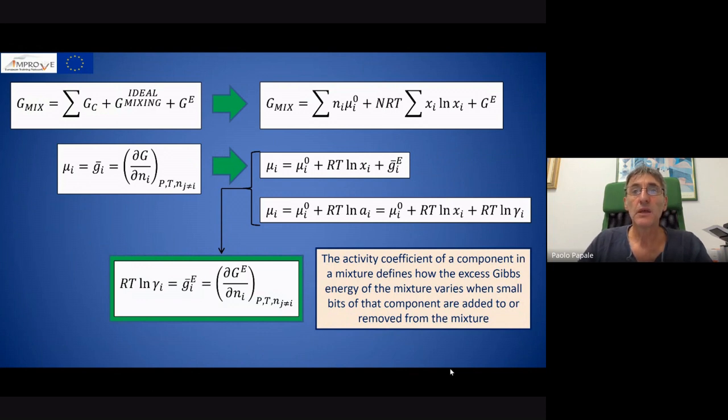Careful, it doesn't mean that the component will be dissolved, as that relates to the change of the total Gibbs energy and not only of its excess part. But the non-ideal contribution due to the attractive and repulsive forces generated by the addition of the component to the mixture, and represented by the excess Gibbs energy, will be in favor of this solution.